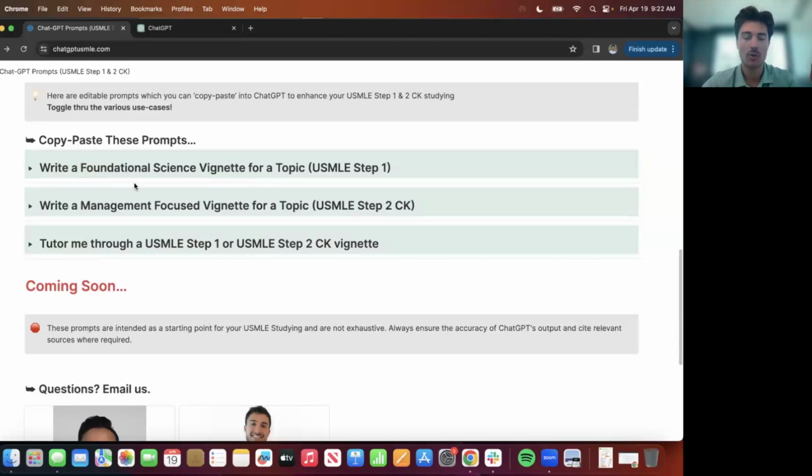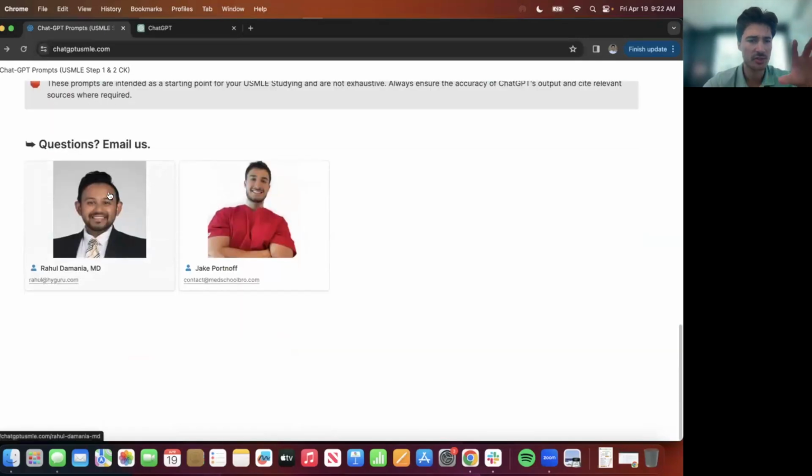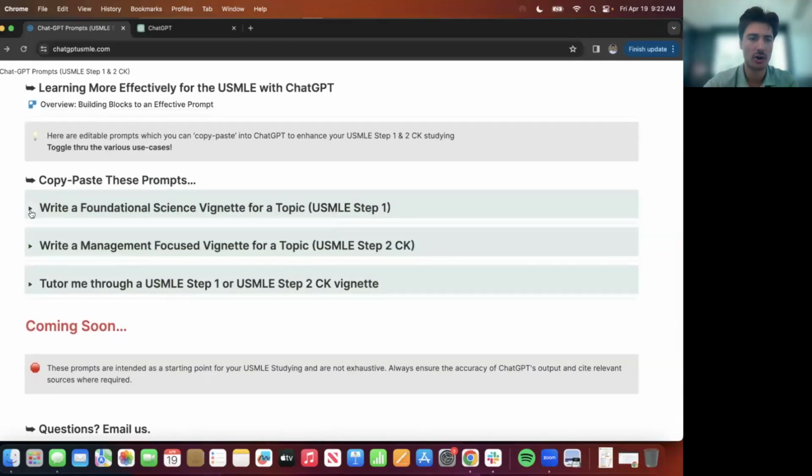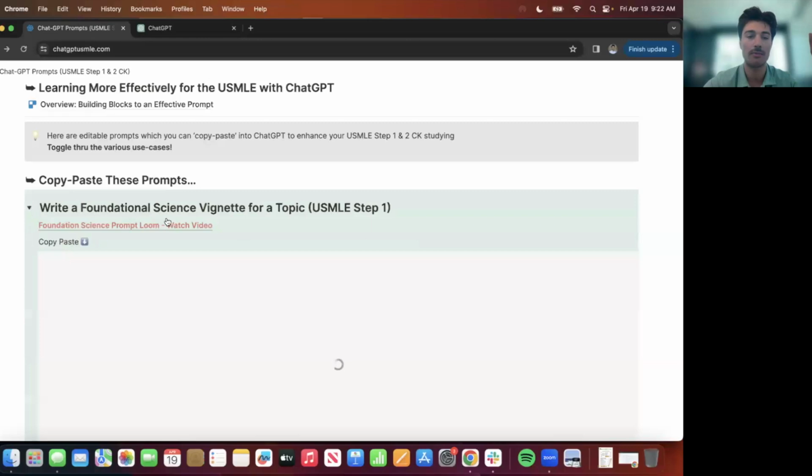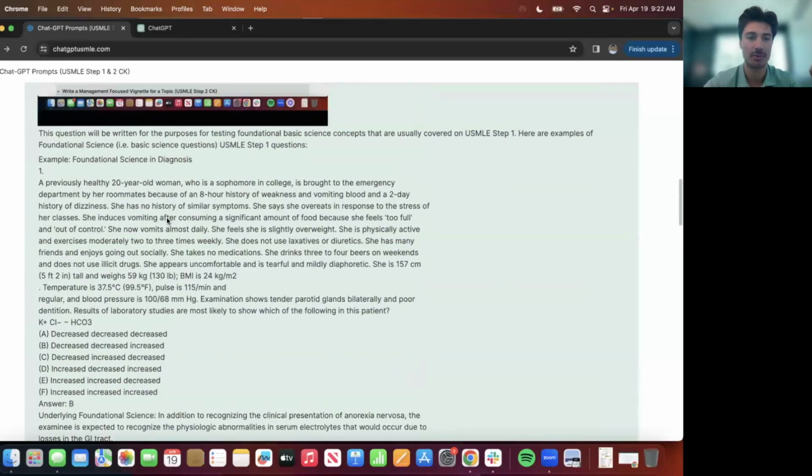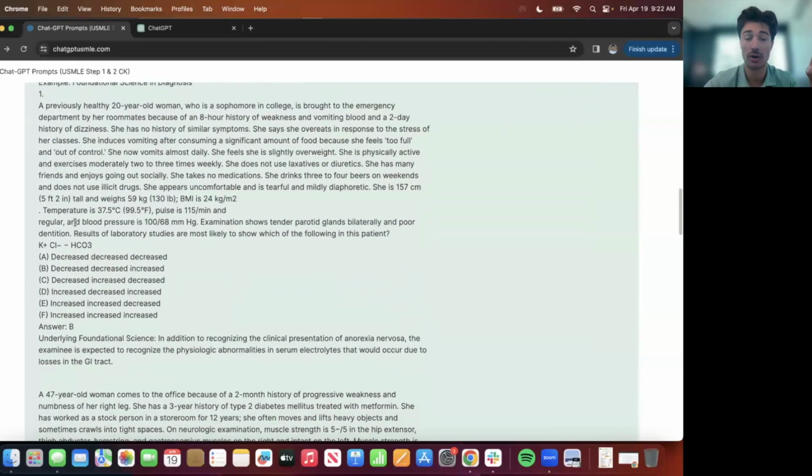And so today we're going to be honing in on a few of these and showing you how to utilize them in your study. So this is the landing page, pretty simple to use. All you're going to do is hit this dash arrow for whatever you want to do. So if you want to write a foundational science vignette for USMLE Step 1, we know the basic sciences are key principles that Step 1 hones in on, right?